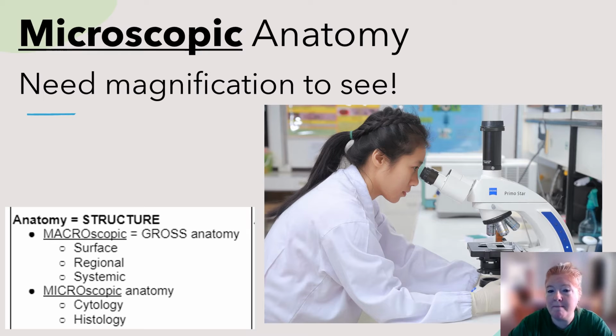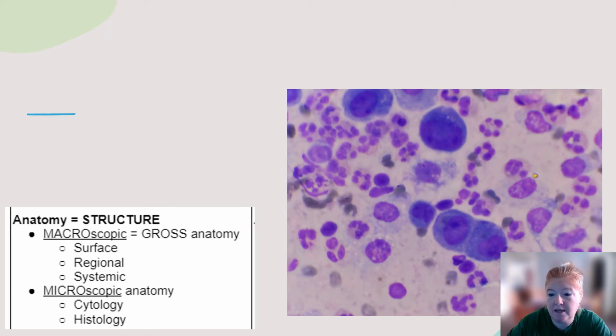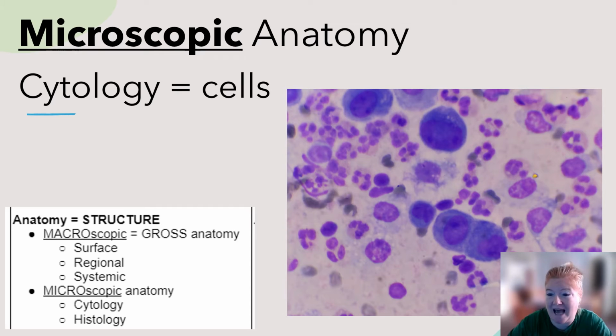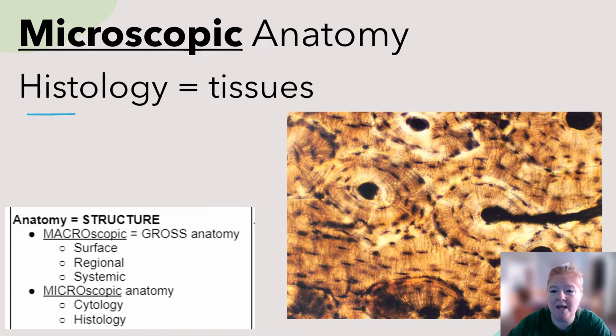And then we have microscopic anatomy. We need magnification to see. So we need a microscope, different types of microscopes, but we need a microscope to be able to see that part of the anatomy. And two main classifications for this. We have cytology, which studies cells. So this is a blood smear. And then we have histology, which studies tissues. And this is bone. This is osseous tissue.